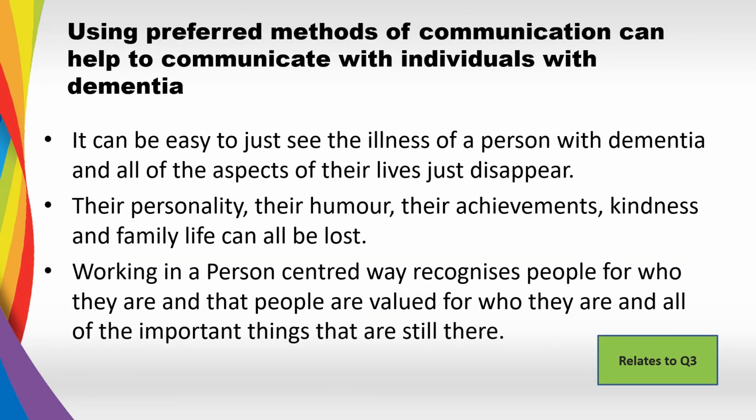So the next few slides relate to question number 3, and it's looking at, again, using preferred methods of communication to help support individuals with dementia. So it can be easy just to see the illness of a person with dementia, and this then means all of the aspects of their life just disappear because you're just focusing on the illness. The personality, their humour, their achievements, the kindness and family life can all be lost. So working in a person-centred way recognises people for who they are, and that people are valued for who they are and all the important things that are still there.